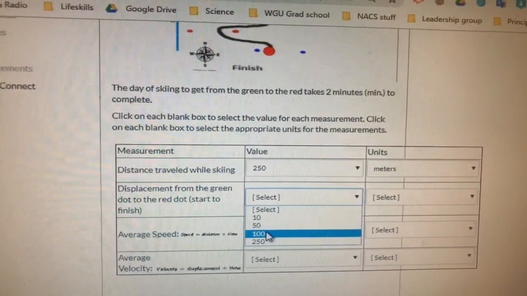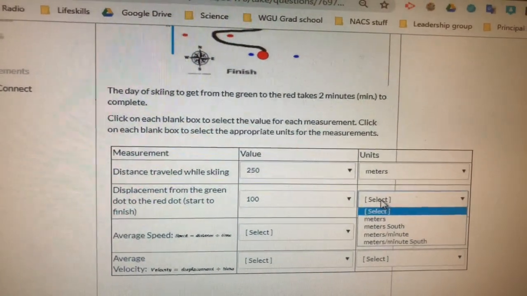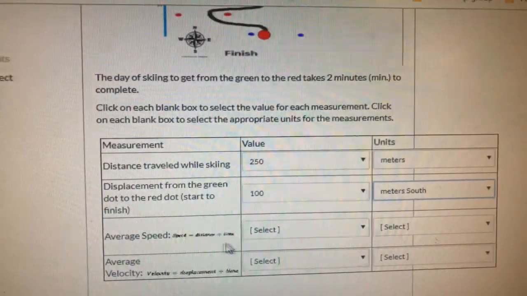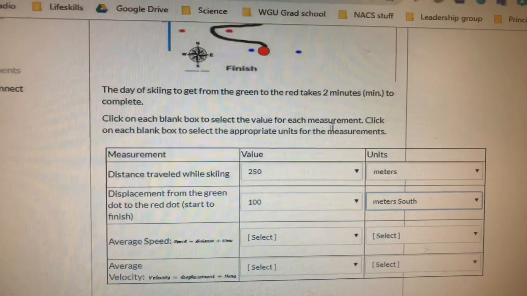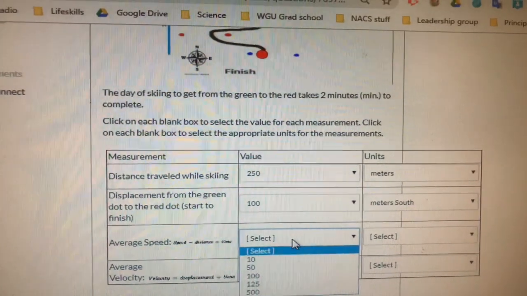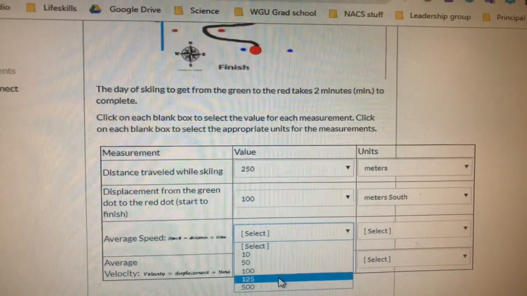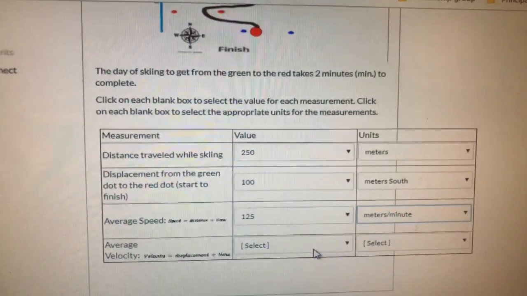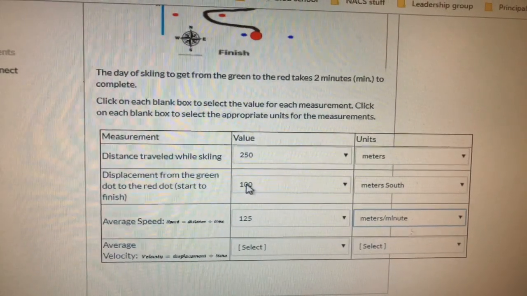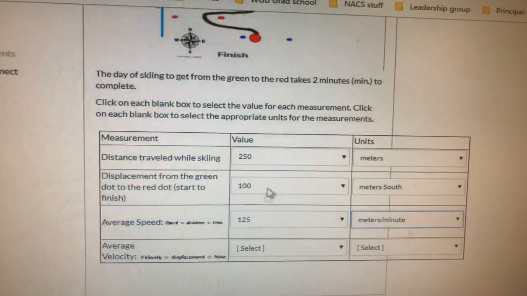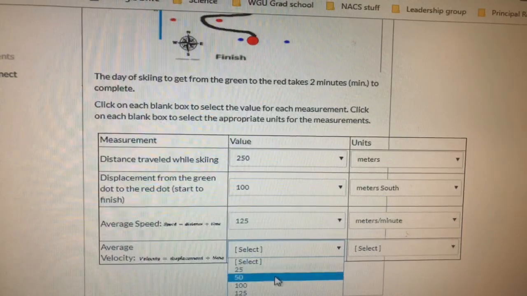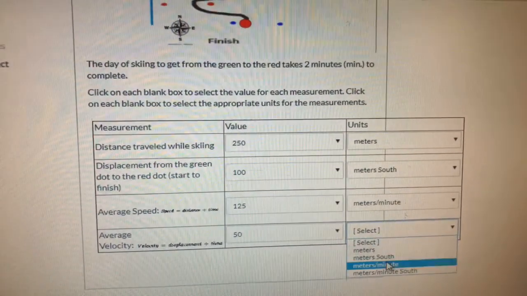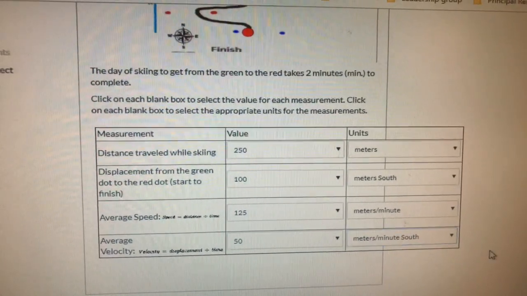And then what direction did Mrs. Top travel? It's going to be meters south. Average speed is the distance, which is 250, divided by 2 minutes, which gives you 125. And those are in meters per minute. And then the last one is the displacement divided by time. So you've got 100 divided by 2, which gives you 50. And that's going to be in meters per minute south. And that's it.